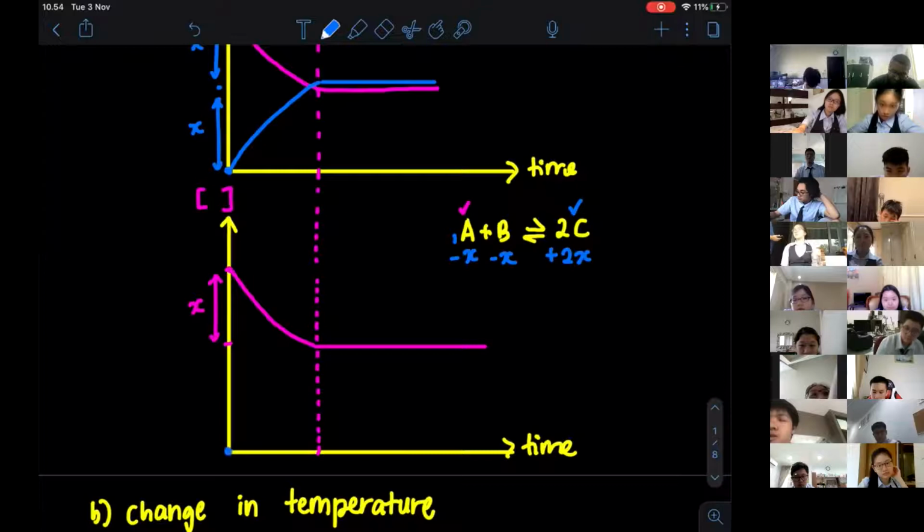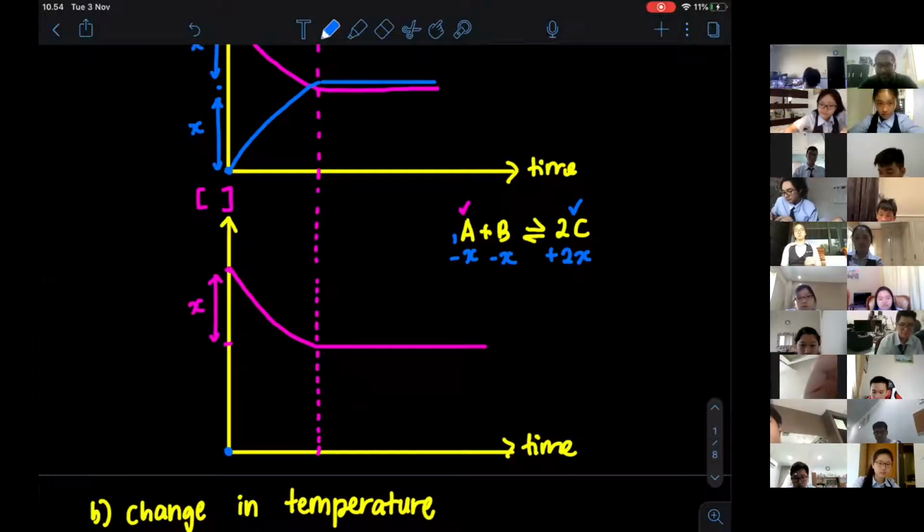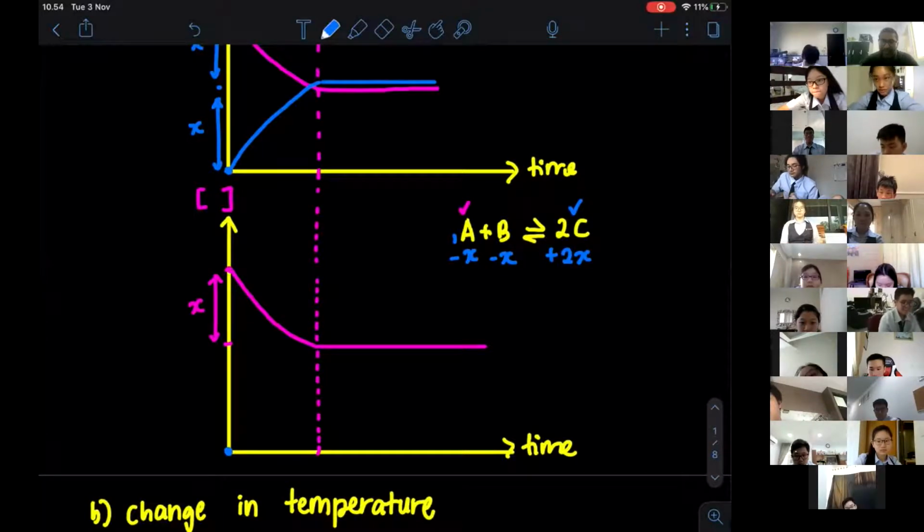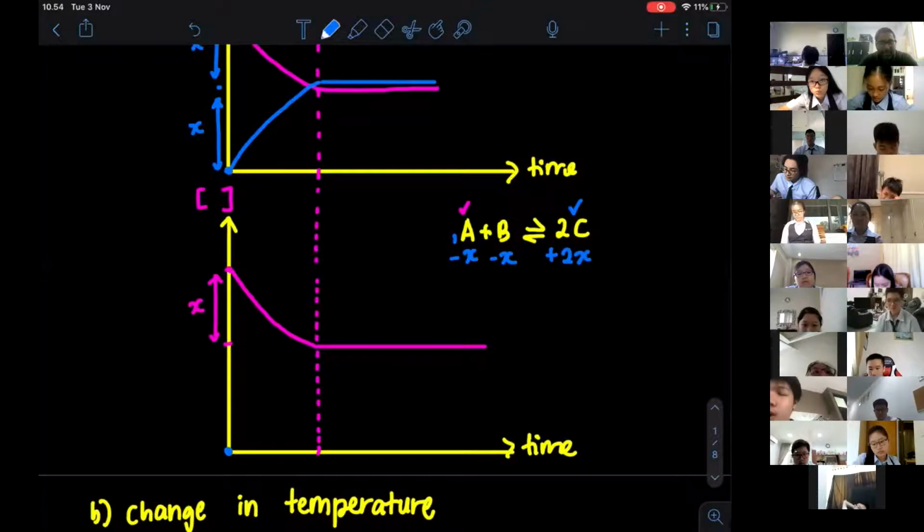Not clear, Kenneth? Okay, let him recover from that. Kenneth, not clear? So I have a question. How do you find the concentration? How do you know it's X?